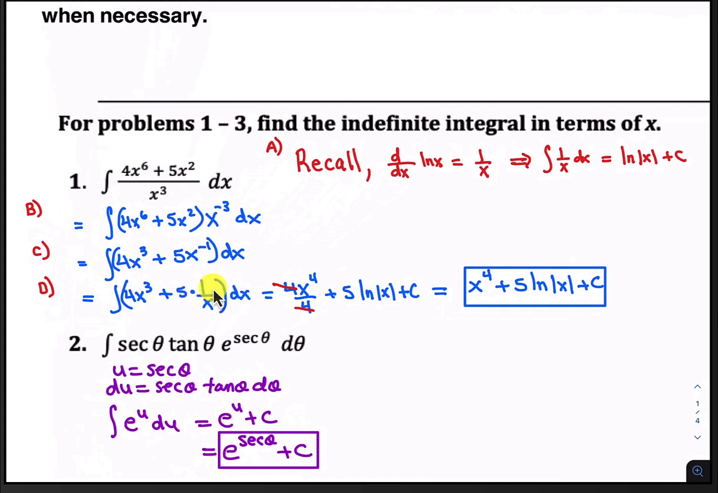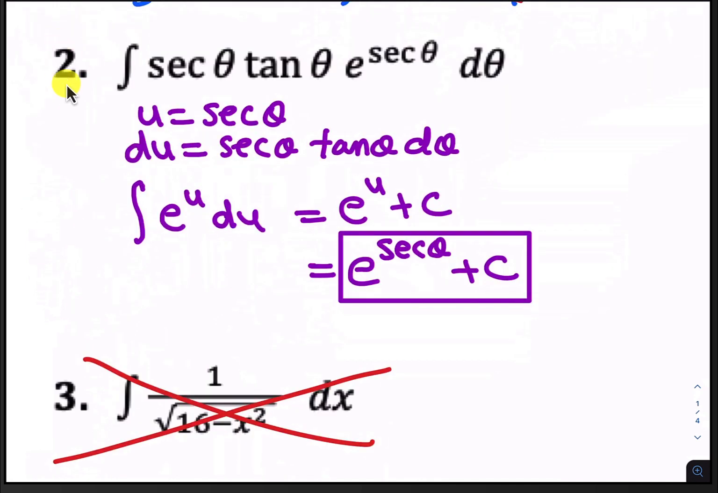So that brings us back down to here, where we have this 5 times 1 over x. Well, the integral of 1 over x, as we just mentioned, is the natural log of the absolute value of x, and we just multiply by the 5 in front, and we add our constant. So our final answer is x to the 4th plus 5 natural log of the absolute value of x plus c.